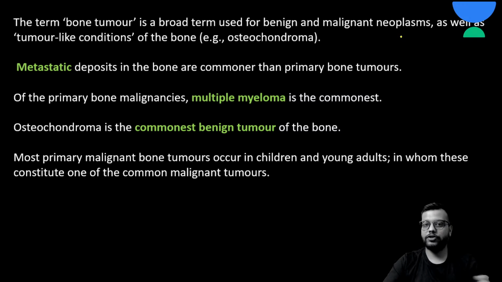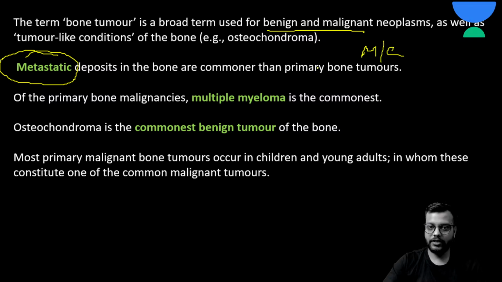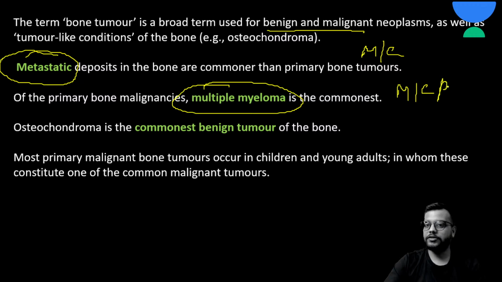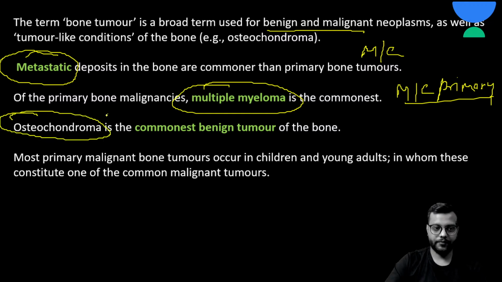So bone tumor, as you all know, benign and malignant, there are 2 types of bone tumors, and most common tumor in bone is metastatic. Most common is metastatic, and most common primary is your multiple myeloma, as well as most common malignant primary is your multiple myeloma. और अगर आपसे पूछे कि most common benign tumor कौन सा है, तो the most common benign tumor will be your osteochondroma.